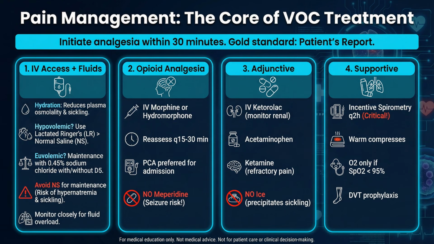Finally, supportive measures. Incentive spirometry every 2 hours while awake is absolutely critical to prevent acute chest syndrome. Warm compresses can provide comfort. Supplemental oxygen should only be used if the oxygen saturation is less than 95%. And all admitted adults should receive deep vein thrombosis prophylaxis.